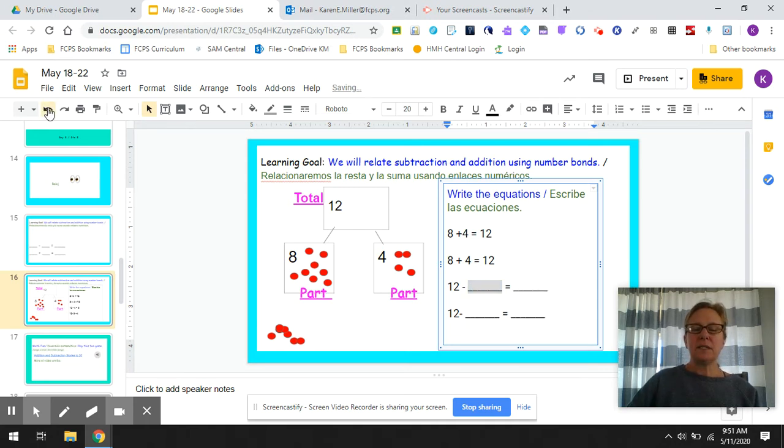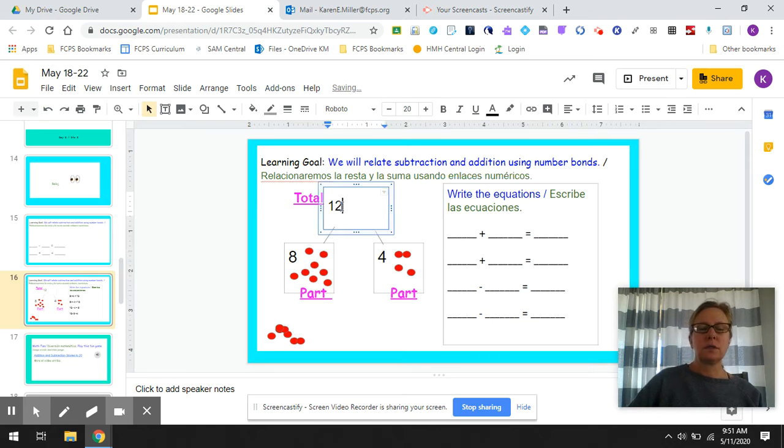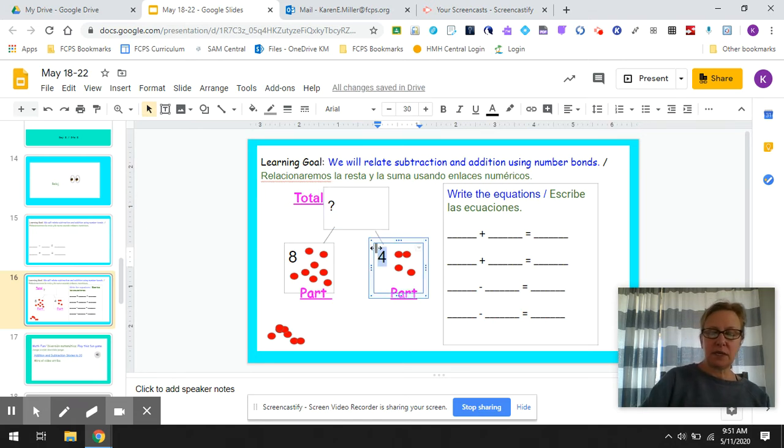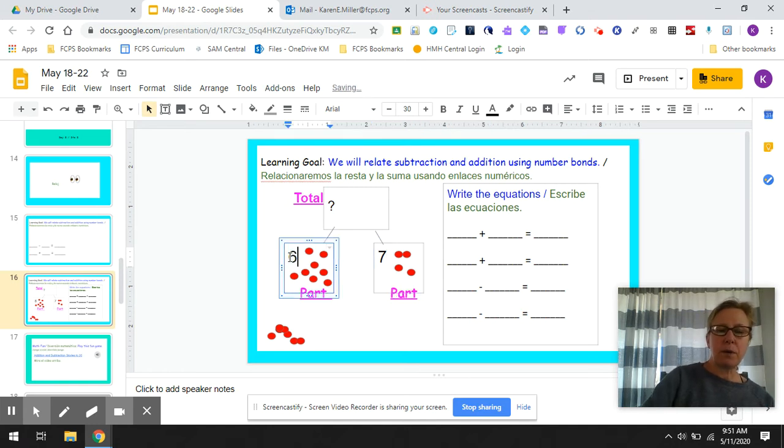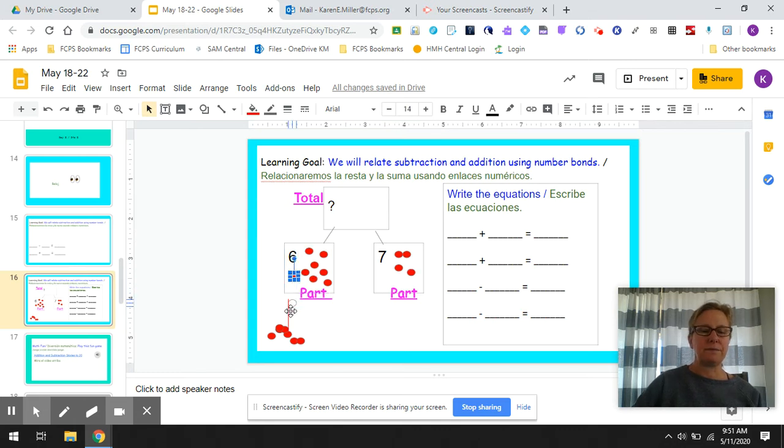What happens if you don't know the total? Let's change this. Let's make the total unknown. Let's change some of these numbers as well. Let's say the 2 parts are 6 and 7. Now I need to change my counters to match that.